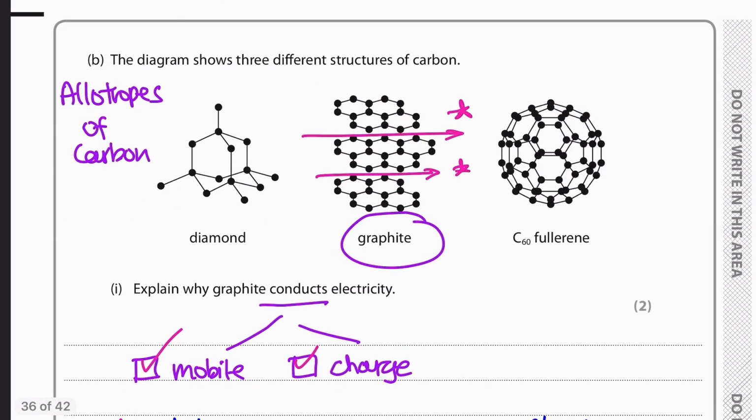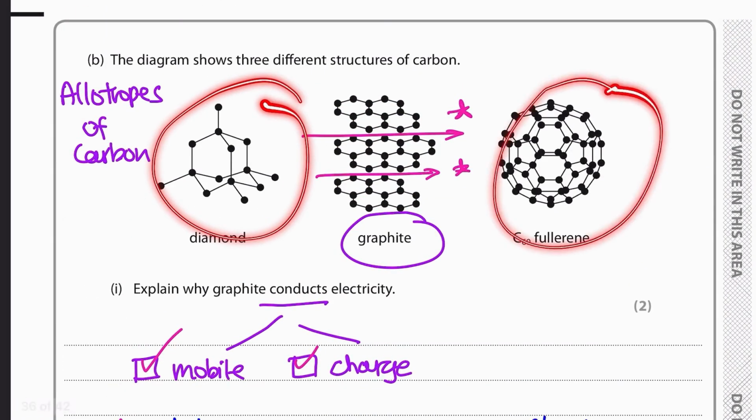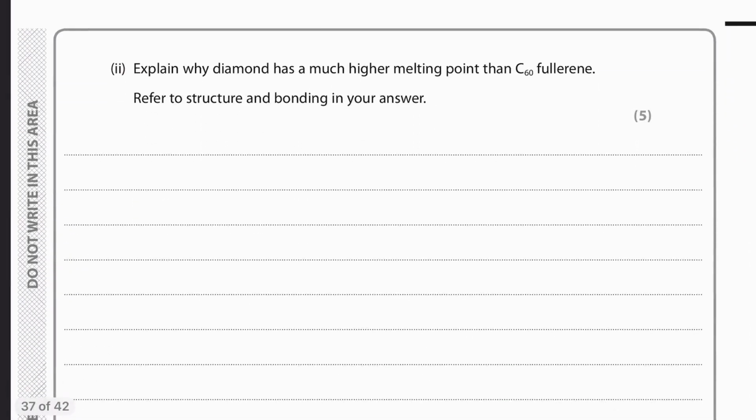Okay, explain why diamond has a much higher melting point than C60 fullerene. Refer to the structure and bonding in your answer. Okay, so we're comparing diamond, this one, and the fullerene over there. Now, when you see diamond, you should put down a keyword which is that it is a giant covalent.